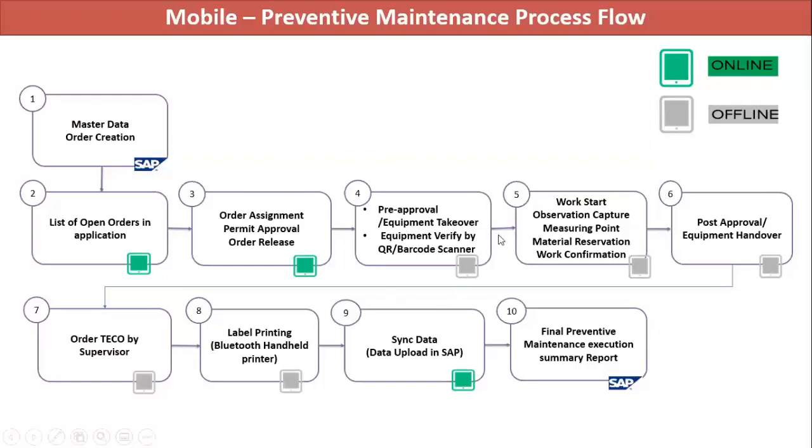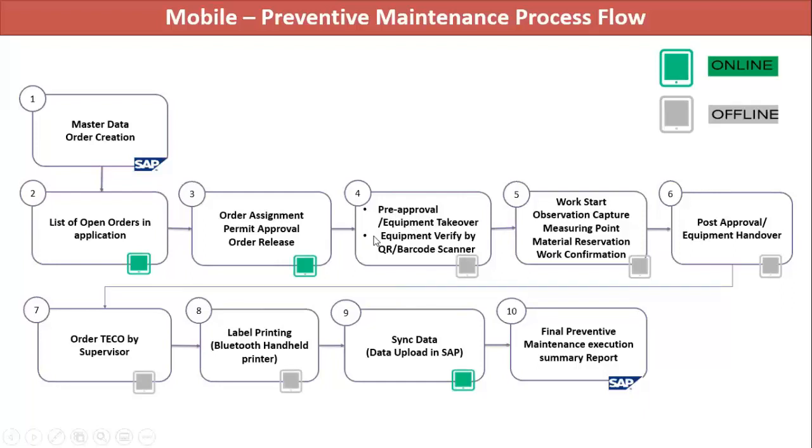Then here in block number 4, you can see pre-approval and equipment verification by barcode scan. This is functionality which is not available in SAP, but we are providing it as our product. Most of the time, if I am the technician and I want to start the maintenance activity on any equipment, and a batch is running, I can't start the maintenance activity. So here we are adding one checkpoint where the owner of the equipment provides approval to the technician that you can start your activity, as no batch is planned until the maintenance activity is completed.